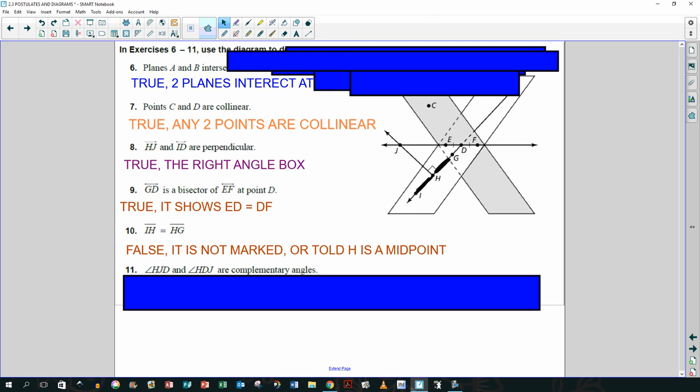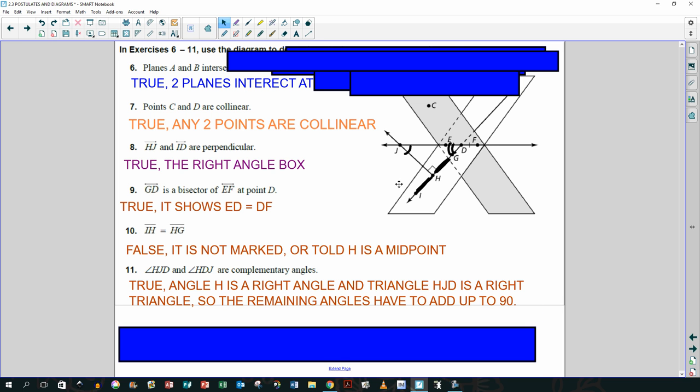And then I have angle HJD and HDJ, which is this one over here, are complementary angles. This is a true statement because angle H is a right angle, and the triangle is a right triangle, so that means those two angles have to add up to 90. So pretty short and sweet, easy lesson, and I will see you guys later.